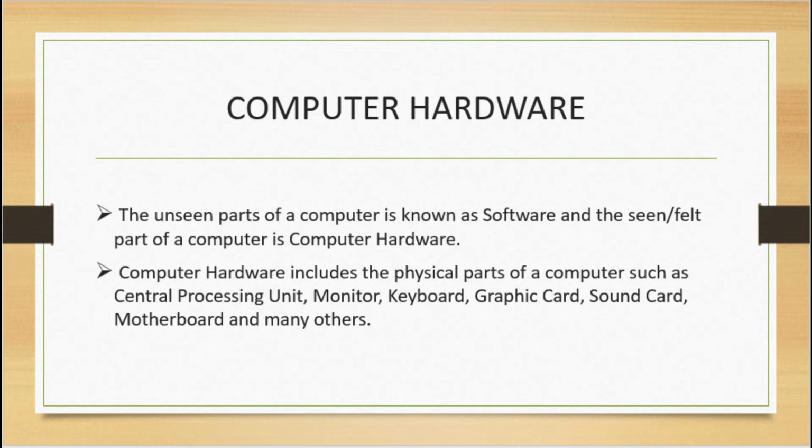Today's lecture: computer hardware. So, as software is the unseen part of a computer, hardware is the seen parts of a computer, the parts that can be seen and touched, that can be felt. In other words, we can say the physical parts of a computer are the computer's hardware, such as the keyboard, the monitor, the motherboard, the processing unit, and other examples.